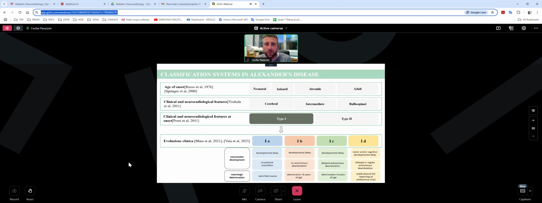We tried to work a little bit on this classification, and particularly we focused on the type 1 form, because we noticed that the clinical evolution over time of type 1 patients was quite different depending on the patient. And so we started looking at our Italian cohort of patients, and then we extended the study to a group of patients from literature, and we were able to identify four main trajectories of the clinical evolution of this condition.